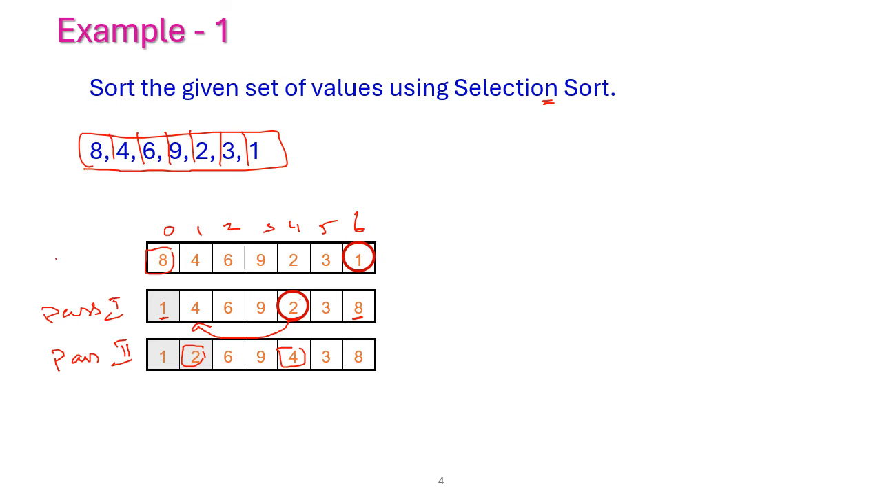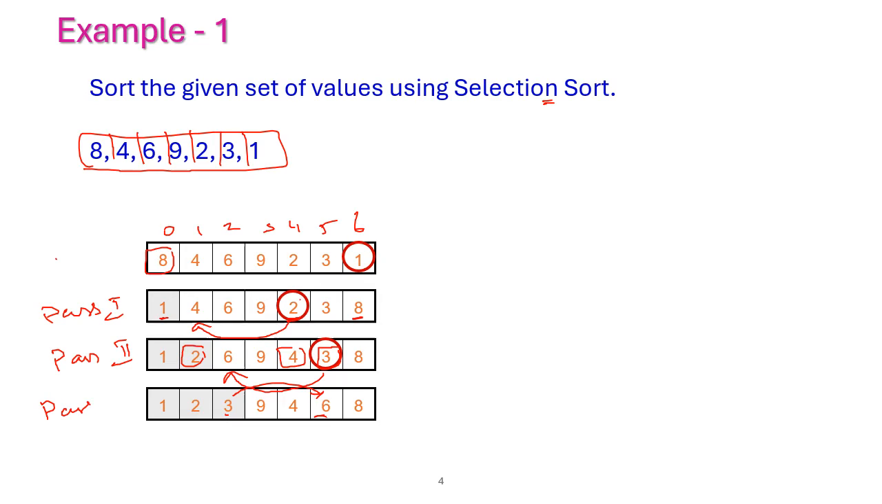Now which is the minimum value? 3 is the minimum value. 3 is the next minimum value. Now 3 will be exchanged with the 6. See, 3 will be exchanged with 6, and these two items are exchanged. So at the end of pass 3, the third minimum value gets its right position.